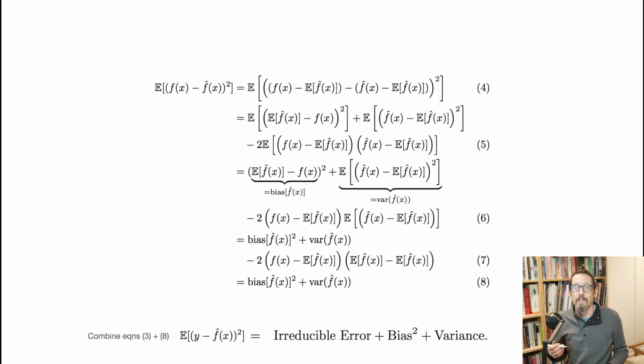All right, so finally, in the end, just to see the original version of this, we just combine equations 3 and 8, and we get the form that we saw in Hastie's book, where he left the proof as an exercise.